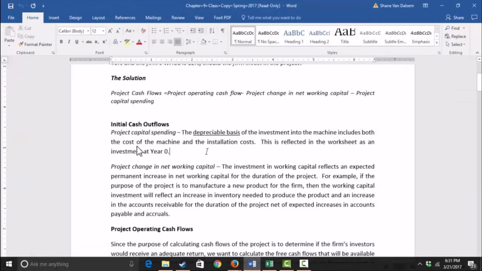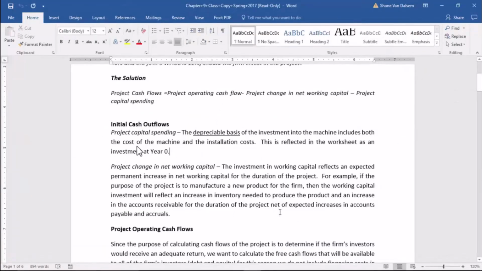And then it says the project change in net working capital. The investment in working capital reflects an expected permanent increase in net working capital for the duration of the project. So in this case, we're buying a machine to produce goods. In order to produce goods from that machine, we have to have inventory. So there's going to be a permanent increase in inventory that lasts for the life of the project. And then at the end of the project, we actually wind down that inventory. We stop buying new inventory when we get close to the end of the project, and just use up what's left and reclaim our investment. And I'll demonstrate how to do that later on.